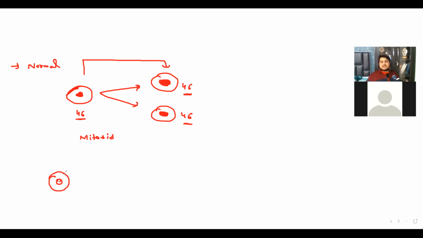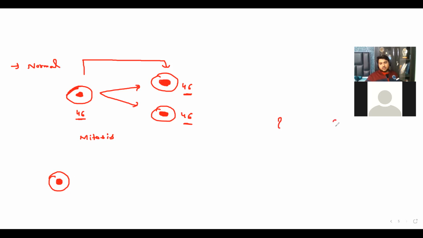If I talk about the cells inside my testis, they are producing sperm. These are the gametes, the sex cells. And it can't be 46. Why? Because it will create a problem in the baby. The baby will have extra chromosomes because it is also coming from the mother.